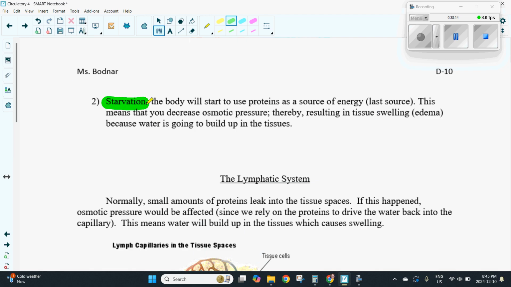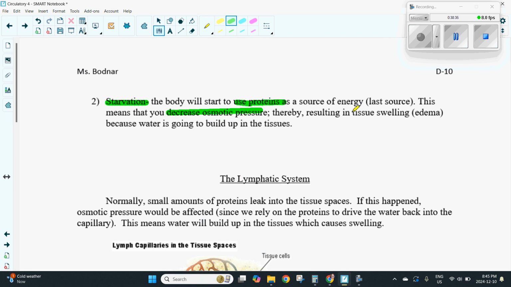Starvation is the next thing. Starvation is when the body is starting to use proteins as a source of energy. Proteins are found everywhere in your body. This might even mean the proteins found in your blood. And this is our last source of energy. This means you are going to decrease osmotic pressure.